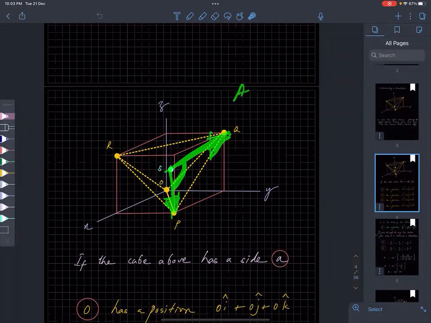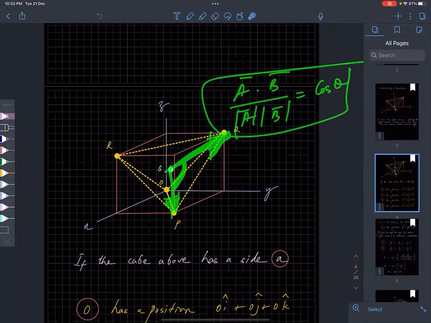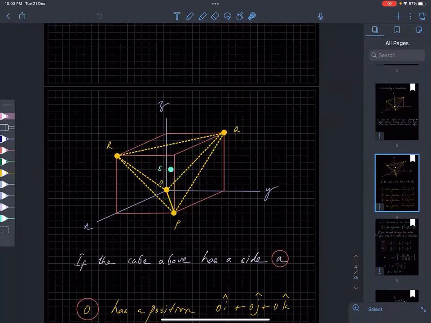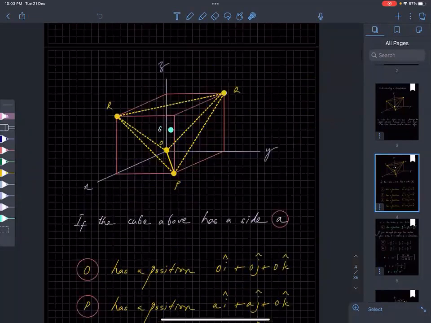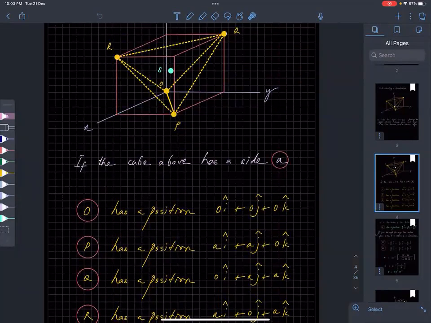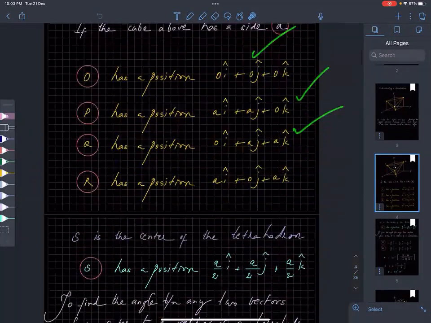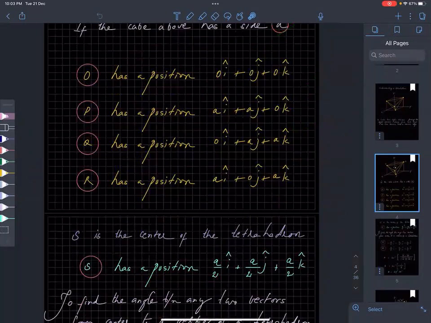A bar dot B bar divided by magnitude of A bar into magnitude of B bar is equal to cos theta. I can use this formula, correct? Now, I'll take any two. This has this position vector, this has this position vector, this has this position vector, which I already told you. Clear?